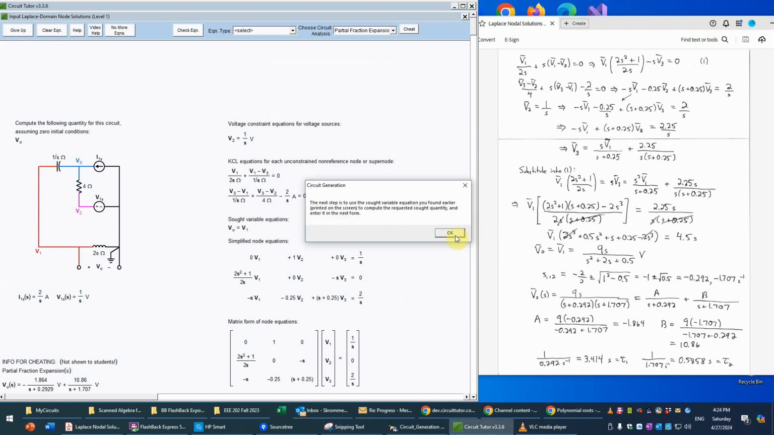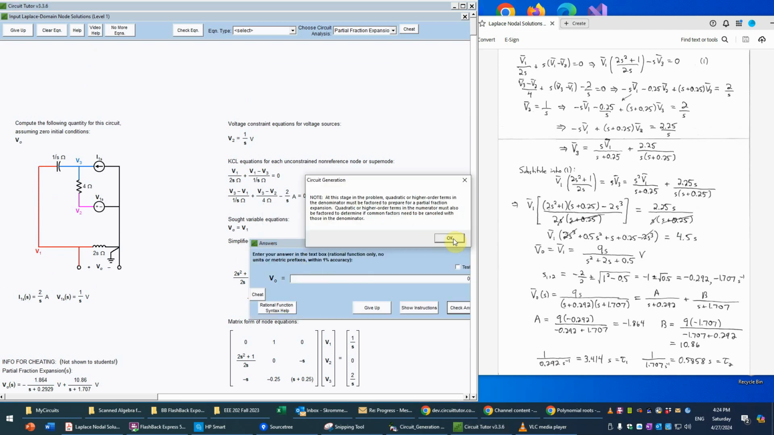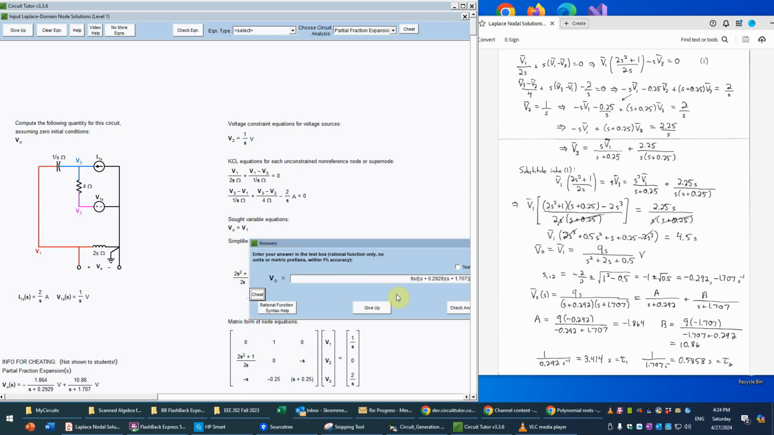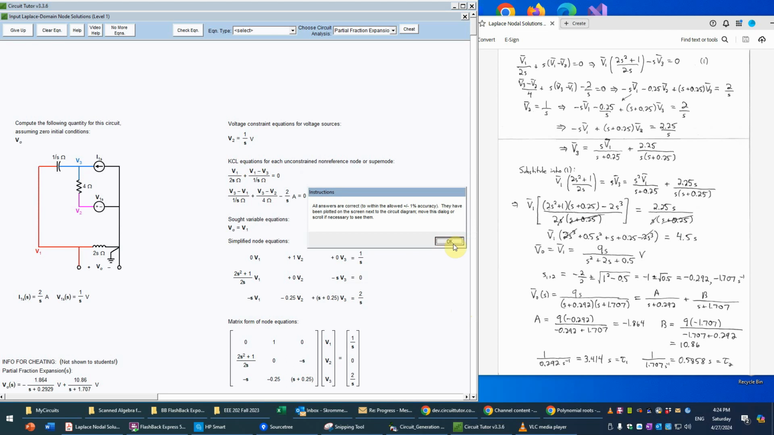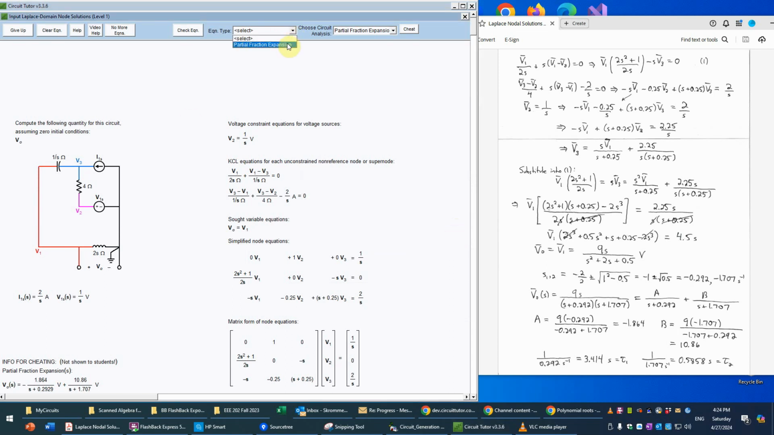Okay, so again, it's going to make me re-enter that thing for some reason. Okay, so we'll have to do that. Okay, so now we're going to do the partial fraction expansion. You should have gone straight into this, so we'll have to look into that issue. Okay, so now we select the partial fraction expansion.